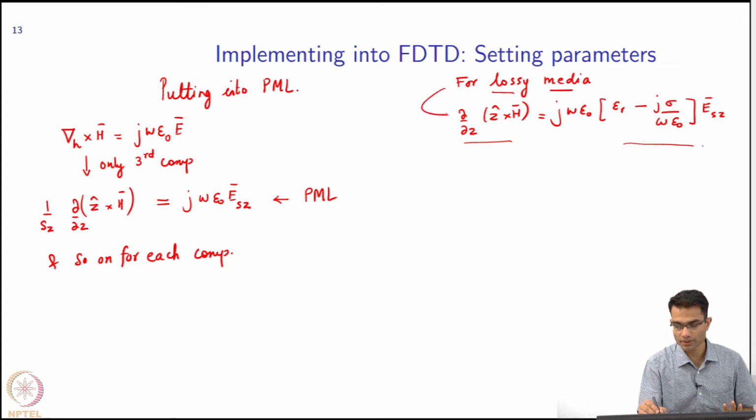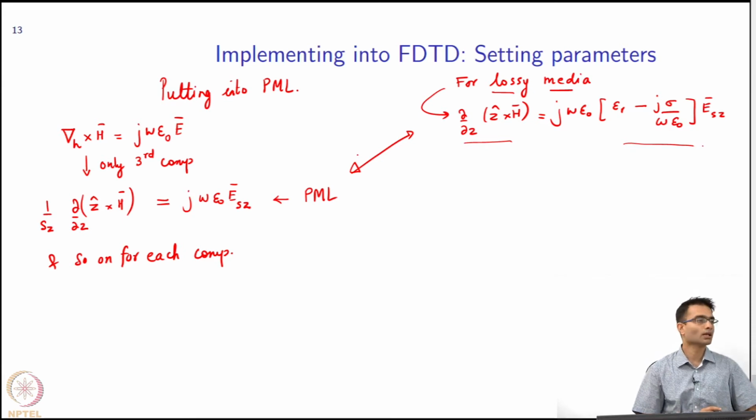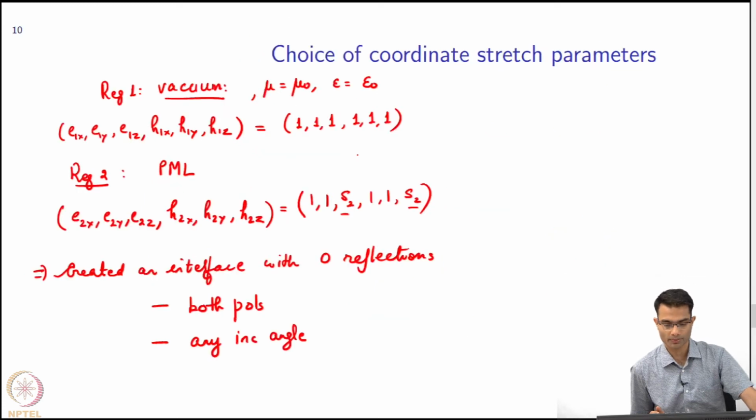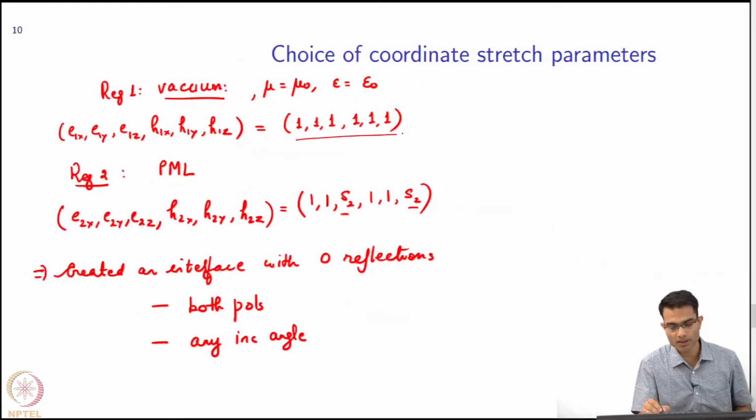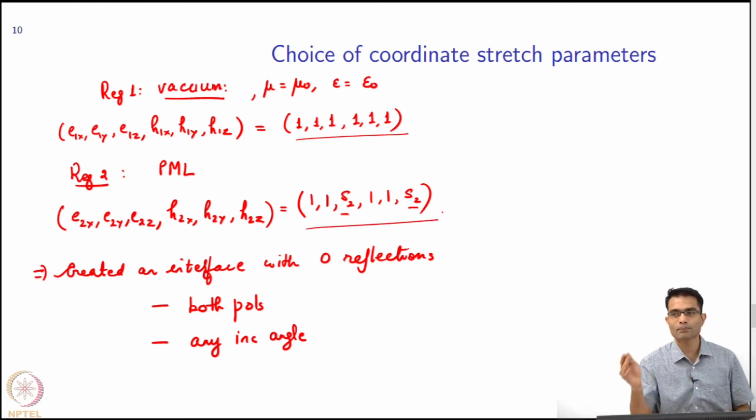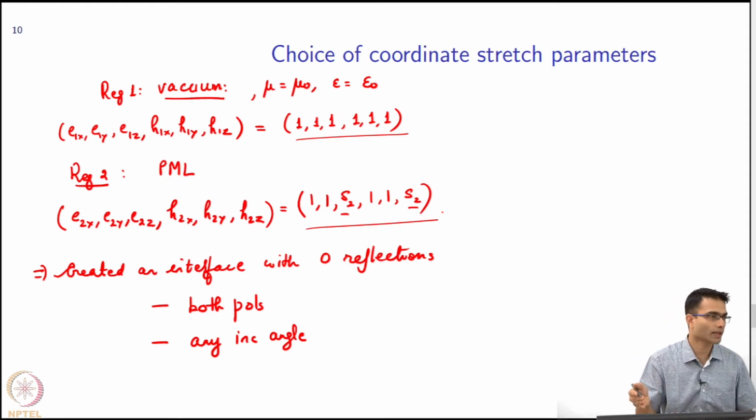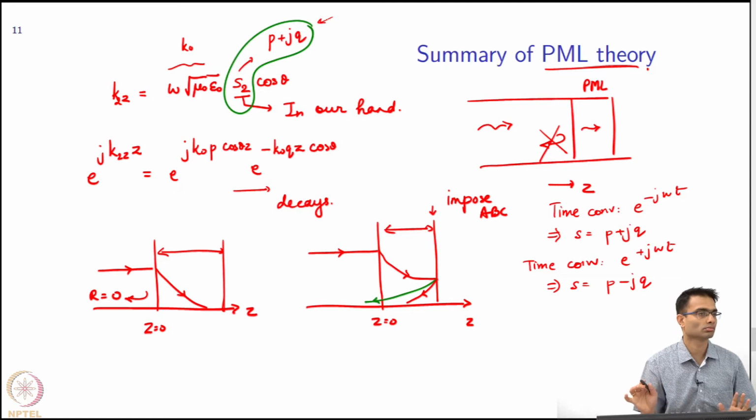So, this is for lossy media and this is for PML, and what we want to do is compare these two. Looking at this, S_z is the only thing that I have to set. When we did our PML, if you go back to the summary of PML, medium 1 had all the parameters 1, 1, 1, 1, 1, 1. PML had all of them as 1 except for the z parts. Here I called them S_z and S_z. They were both equal, and the discussion had ended by saying there should be some S_z. It should be complex, but we had not decided what that value is. When we come down to implementing, we have to say what is the value of that S.